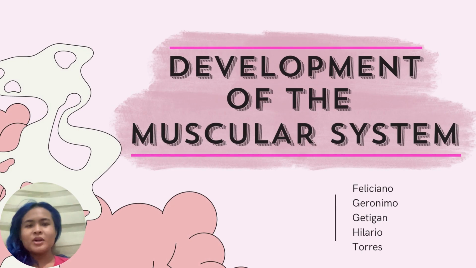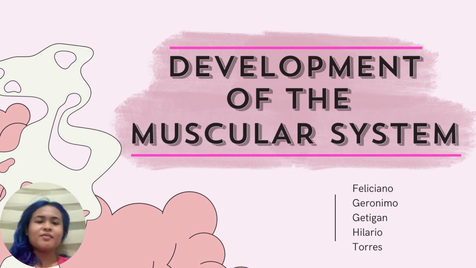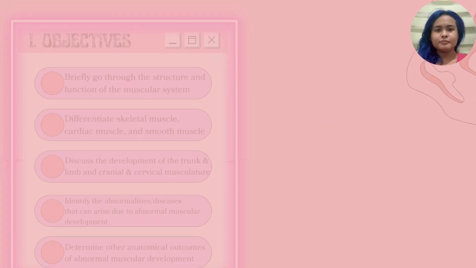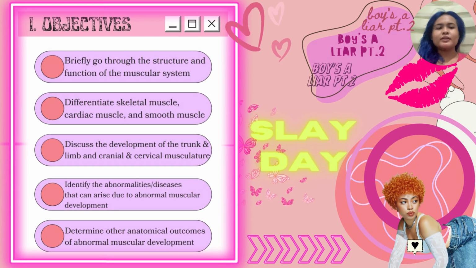Good day. We are Group 1 and we will be discussing the development of the muscular system. Before we begin our reporting, let me first enumerate our objectives.